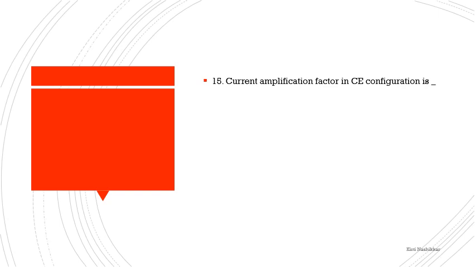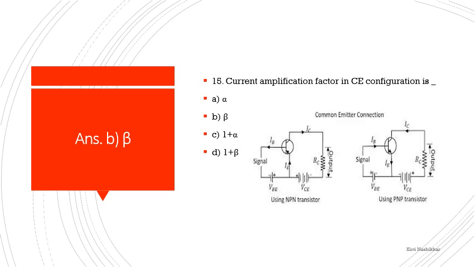Current amplification factor in CE configuration is... So we are discussing the current amplification in CE configuration and it is denoted by beta. So the current gain in CB is denoted by alpha, CE by beta, and for CC by gamma. Whenever we are saying configuration, that means we are making one out of the three terminals common.